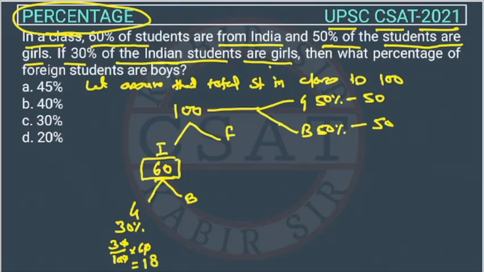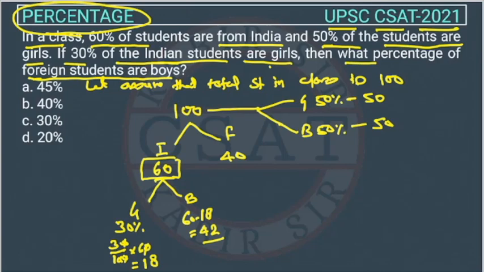So 18 girls are in the class, so how many boys? Boys will be 60 minus 18. So this will be 42, right? So 42 are boys and 18 are girls, right? If here 60 are Indian, then how many foreigners? 40, right? Okay, then what percentage of the foreign students are boys?